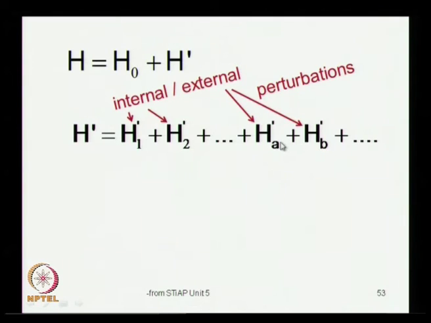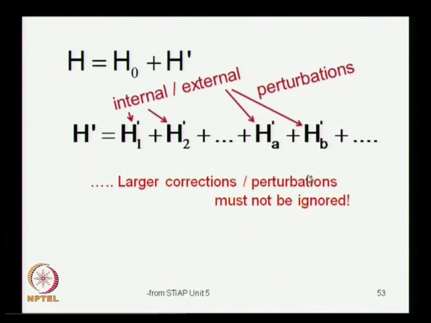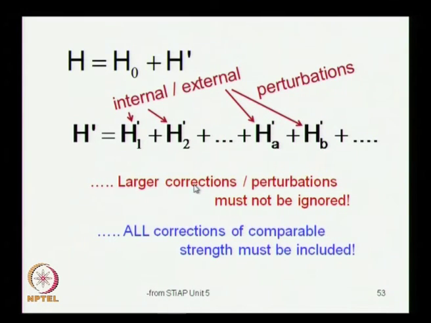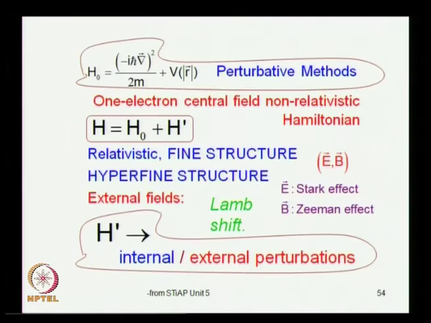But then the external fields again you can have of different kinds, and the important thing in perturbation theory is that larger corrections must be included first, weaker corrections later, and all corrections which are comparable to each other must be considered together. So, these things we discussed in unit 5 as well, and there are of course additional factors like I mentioned. You have the hyperfine structure, you also have the Lamb shift, and then you have the Stark effect and the Zeeman effect, which are examples of external perturbations on which you have some control in the laboratory.